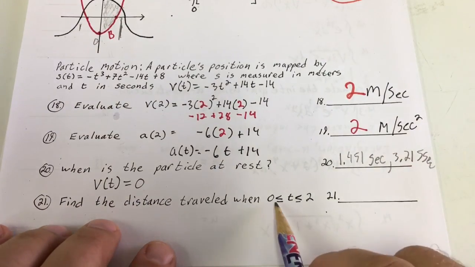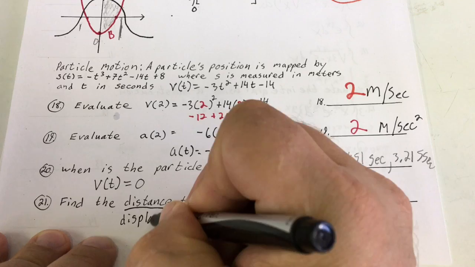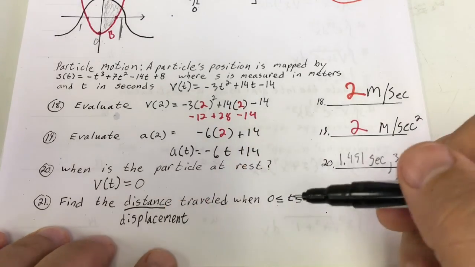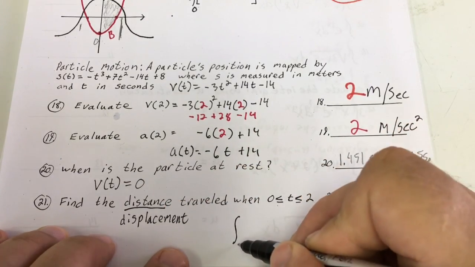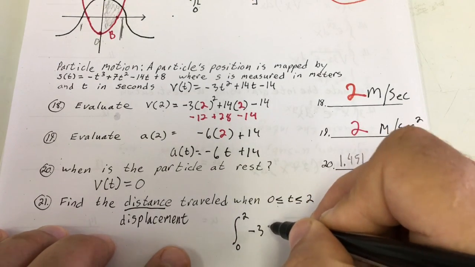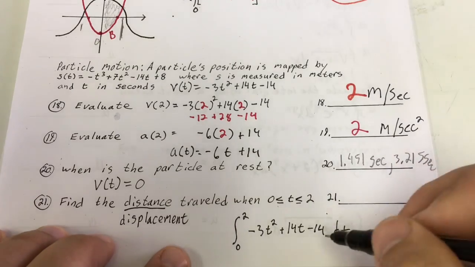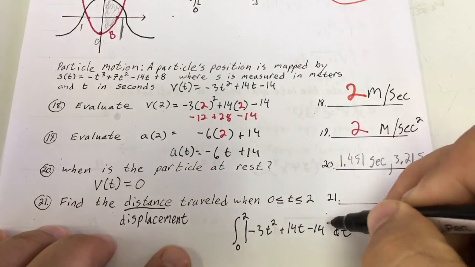Find the distance traveled from 0 to 2. Distance is different than displacement. With displacement, it would be the integral from 0 to 2 of the velocity function, negative 3t squared plus 14t minus 14 dt. That would be displacement. But distance is the absolute value of that.